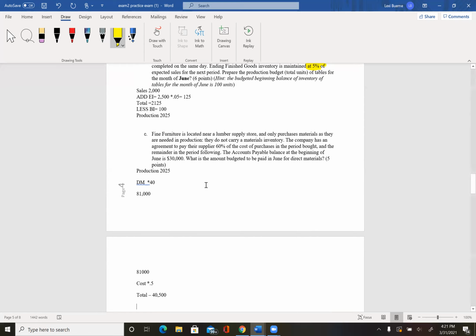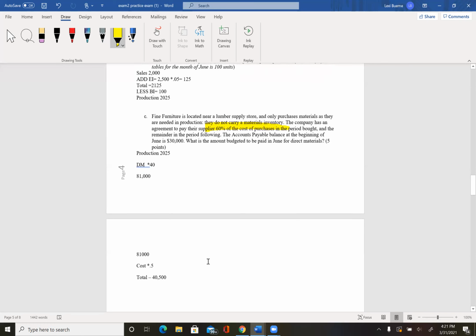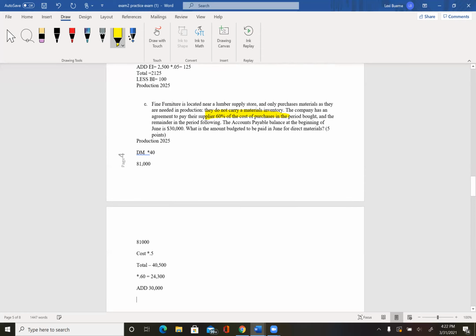And then since they agreed to pay the supplier 60% in the current period, you have to take 60% of that number. Taking 60% gives you 24,300. Also in the question, since it gives you the balance at the beginning of June, you just add that back in. So you add the 30,000. So the total amount budgeted is going to be 54,300.